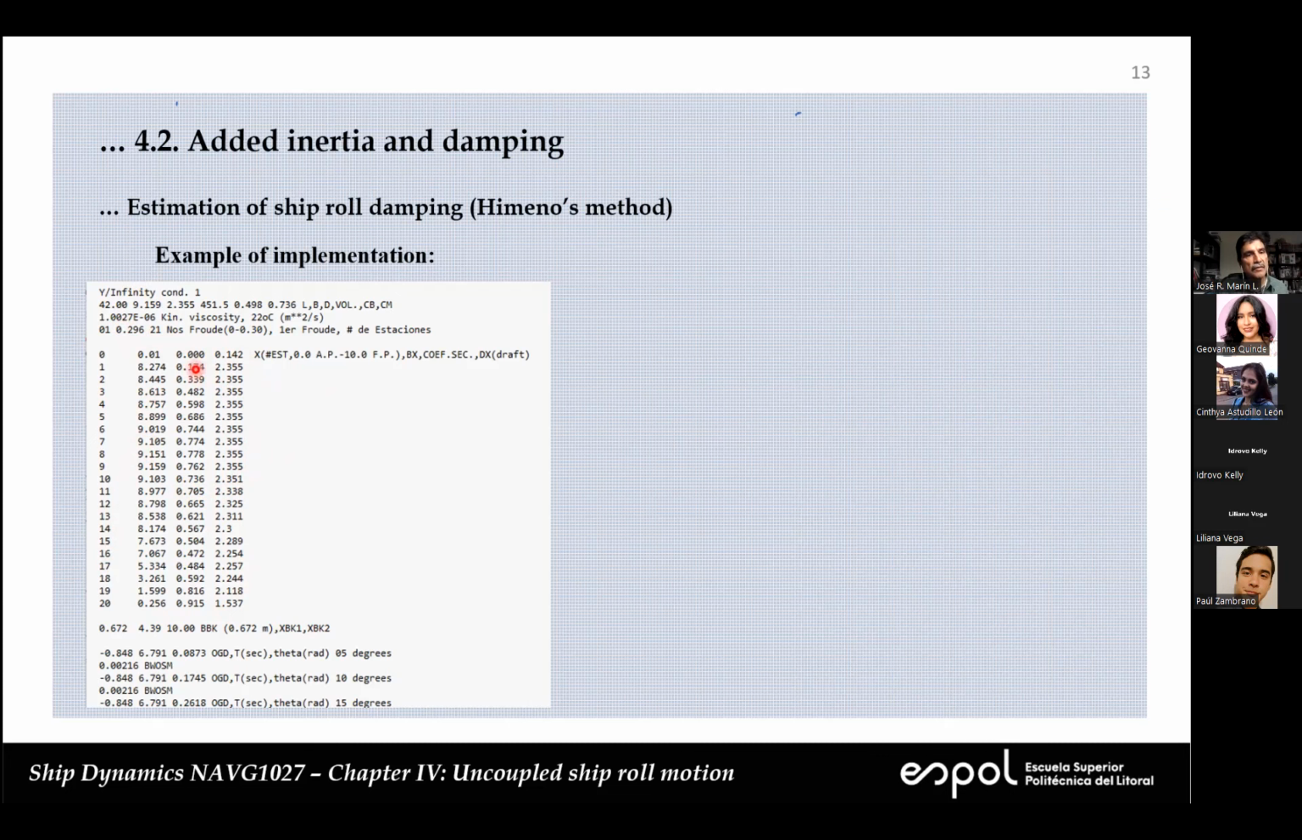For each one of these stations, you need to include the number. Please, the 0 here is the aft perpendicular. So be careful: station 0 is in the aft, not in the forward.